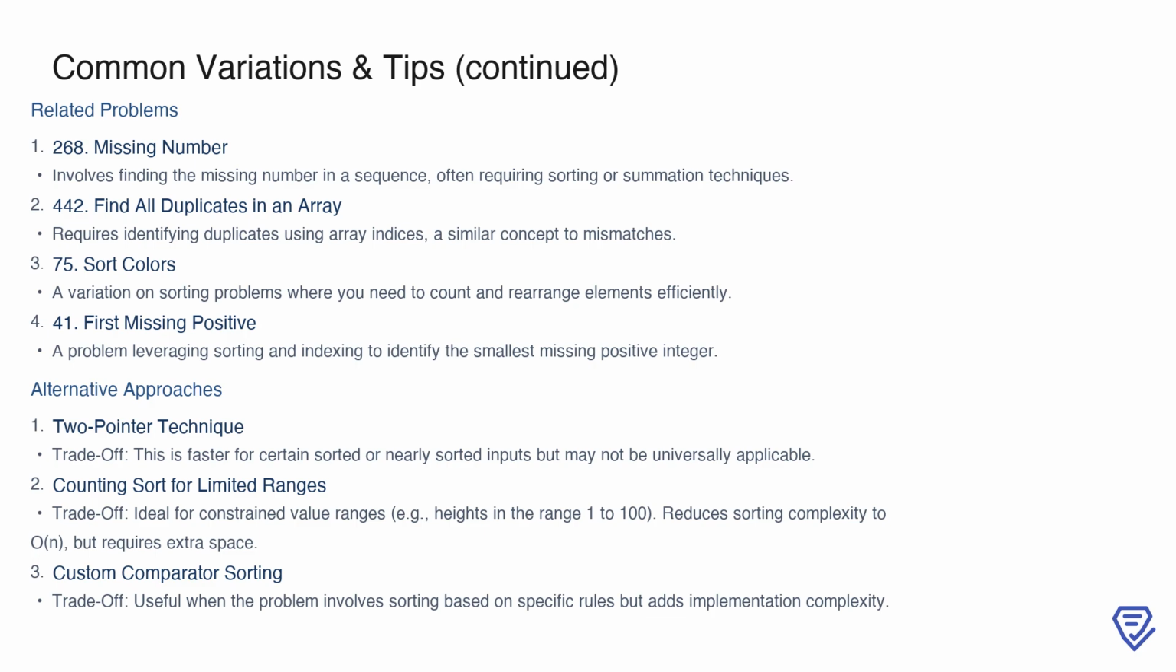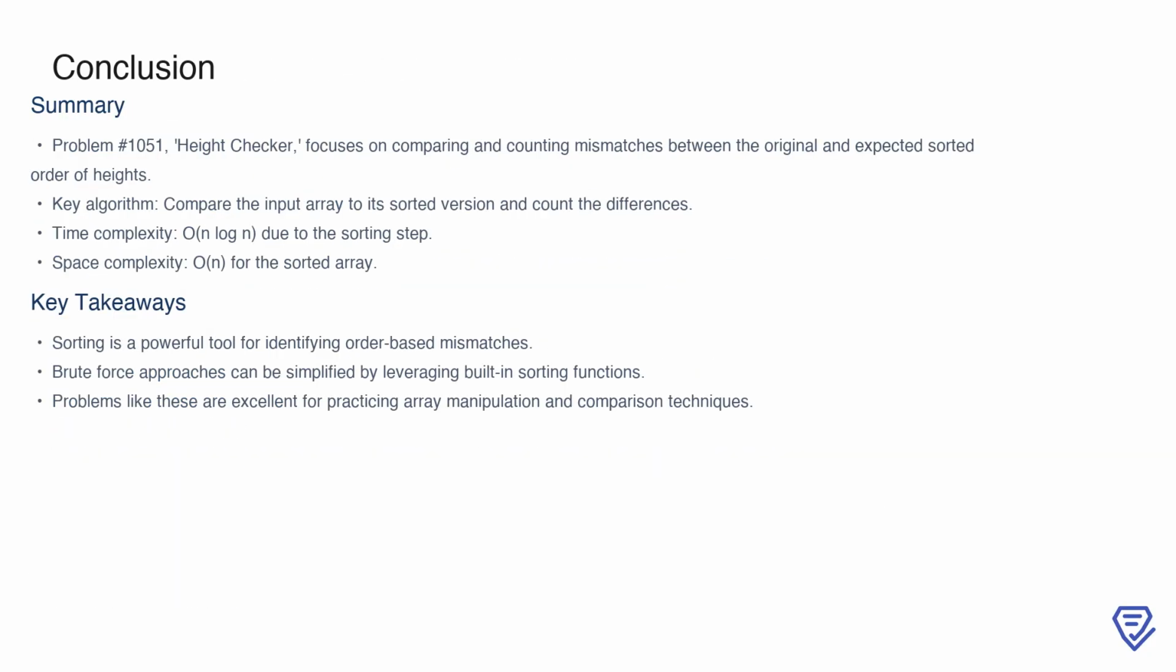Additionally, there are alternative approaches you can explore for the height checker problem. The two-pointer technique, for instance, can be faster for certain sorted or nearly sorted inputs, though it may not work universally. Counting sort is an excellent choice when the value range is limited, such as heights within 1 to 100. This method reduces sorting complexity to O(n), but it does require extra space. Custom comparator sorting is another option if the problem involves specific sorting rules, though it can make the implementation more complex. Each of these approaches has its trade-offs, so consider the constraints and requirements of the task when deciding which to use.